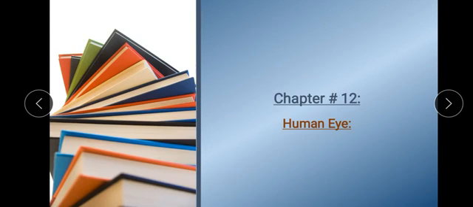I'm your physics teacher, and in today's session, we are going to discuss a topic of physics of 10th class, chapter number 12, geometric optics. And our topic of discussion is human eye. In this topic, you will shortly learn the structure of human eye and how the image is formed in a human eye.